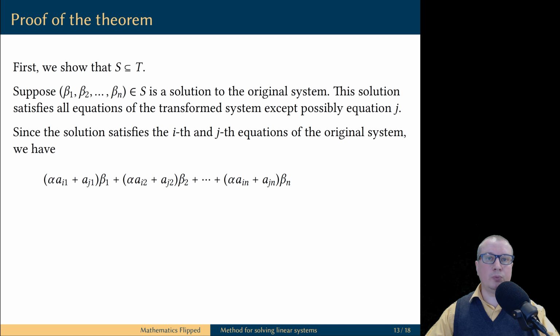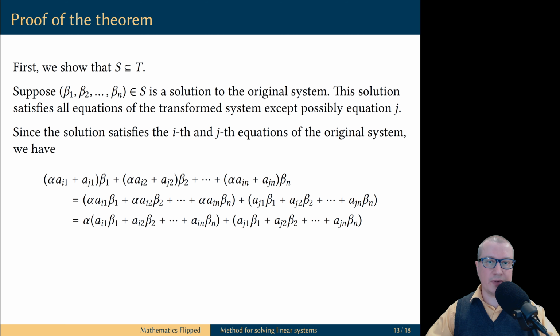And now I'm going to perform some simple algebraic manipulations. First, I'm going to distribute multiples of beta. So I'm going to combine multiples of betas with the first term in each parenthesis, and then I'm going to combine multiples of beta with the second term in each parenthesis. All terms in the first group are multiples of alpha, so let's factor alpha out.